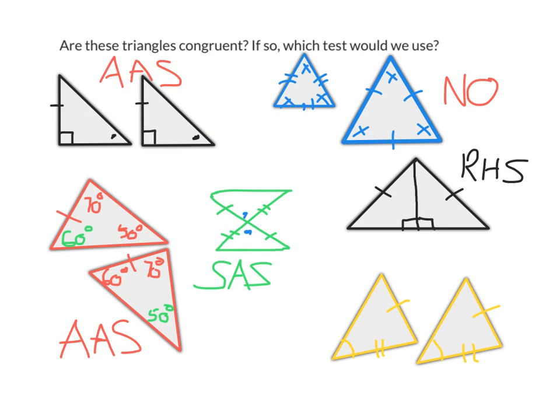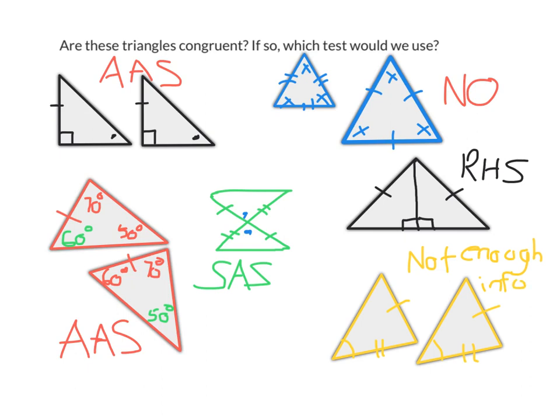Now, I can't use any of the others either. I can't use AAS because I don't have two pairs of equal angles. I can't use RHS because these two triangles are not right-angled. And I can't use SSS because I don't know if these two sides are equal. So actually, I can't use any of the tests. I can't be sure that these two are not congruent. They could be congruent, but I'm just not sure. So what I'd say is there's not enough info here. I can't tell whether or not these two triangles are congruent.